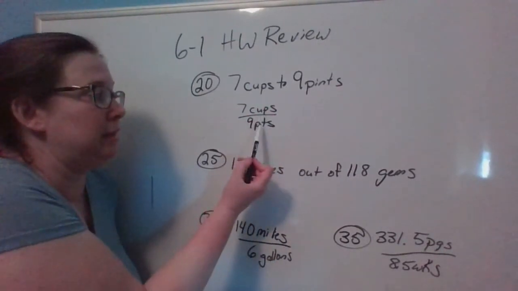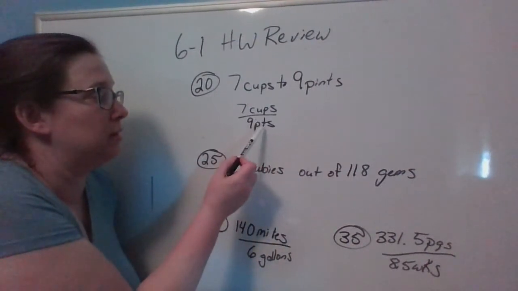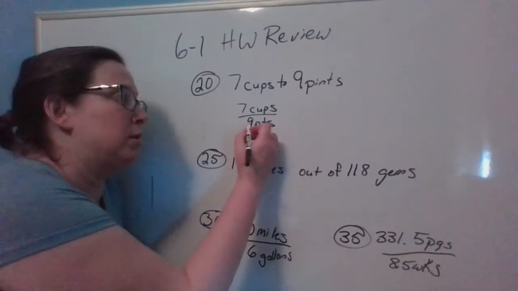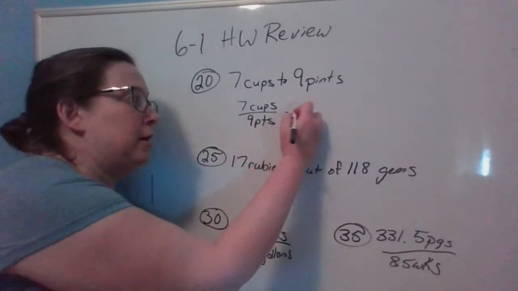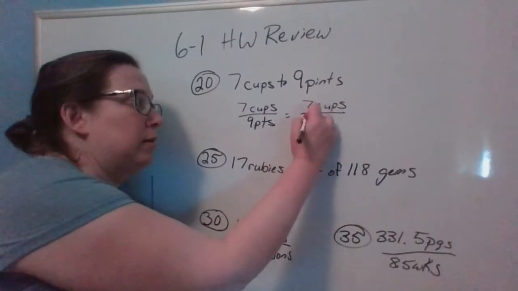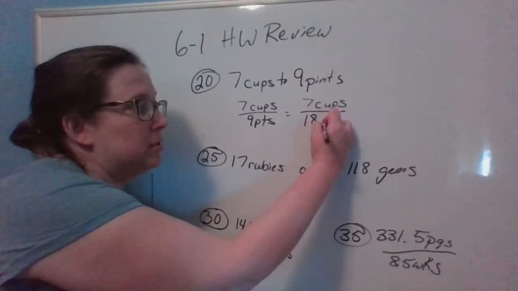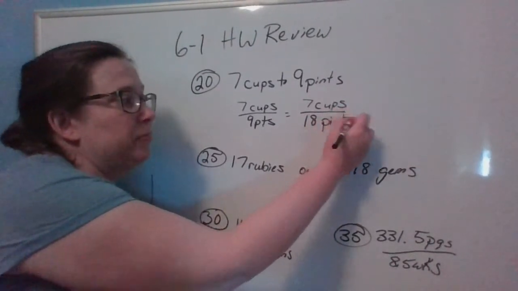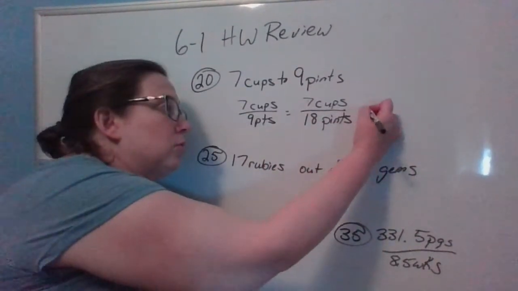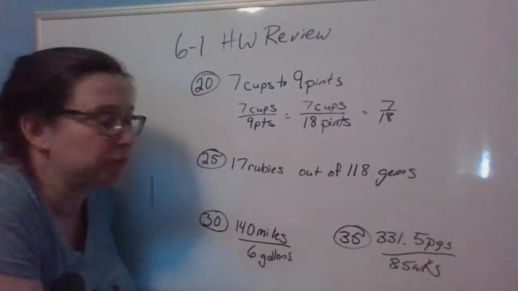We want to get these into the same units, so you need to know that in 1 pint there are 2 cups. So to change that to cups, we're going to multiply by 2 because there are 2 cups in every pint. So this would be reduced to 7 to 18. We can write it like that, 7 to 18.